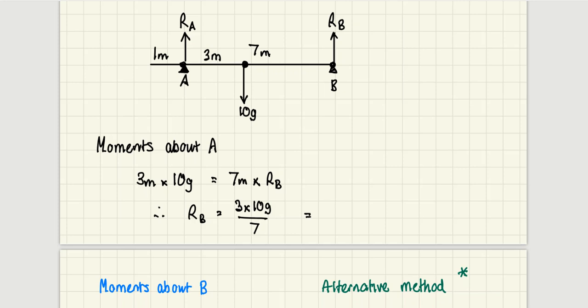Why is that equal to 7 times the reaction force at B? Because it's in equilibrium. Force times distance: we've got 7 meters away from A, and the reaction force is going the other way, so they have to be equal to each other. So I've rearranged that: the reaction force at B is therefore 3 times 10g divided by 7. Over to you. You work that out.